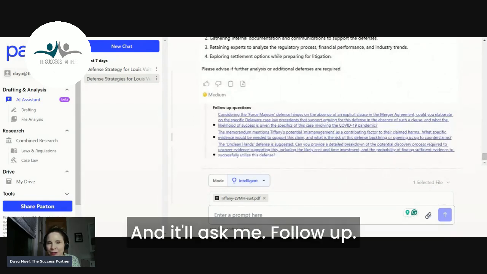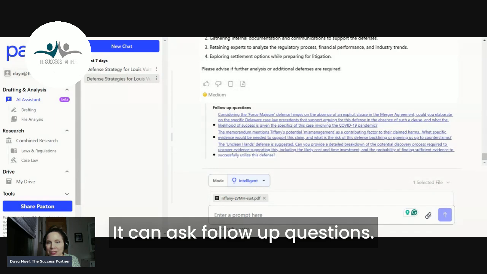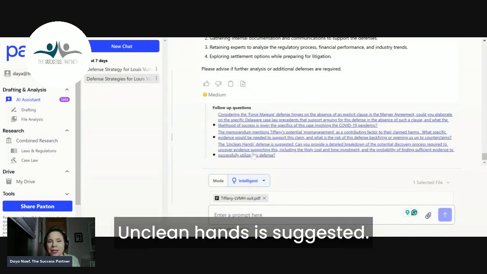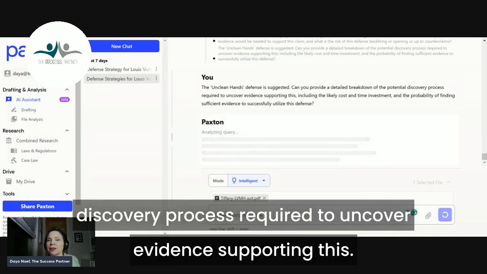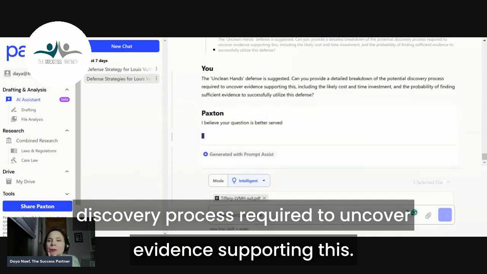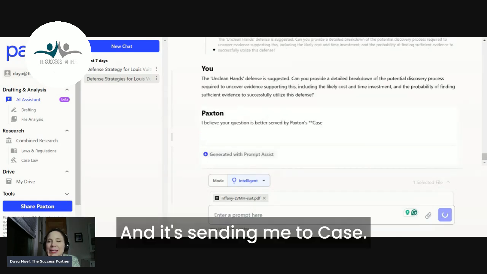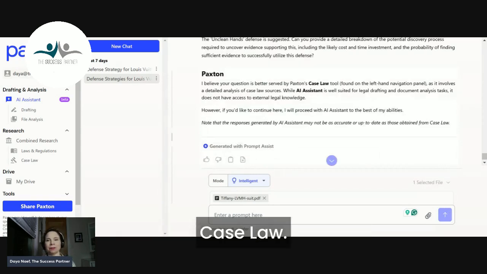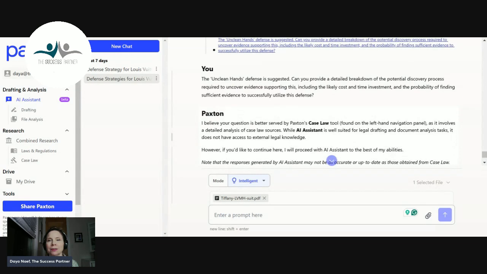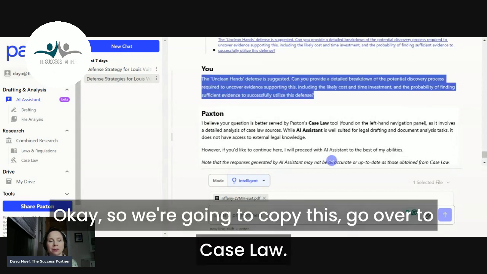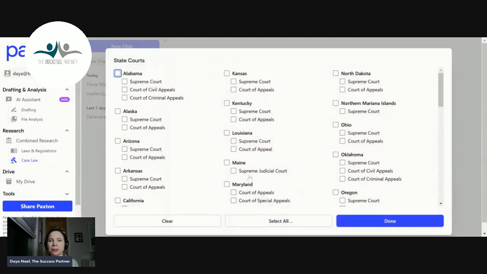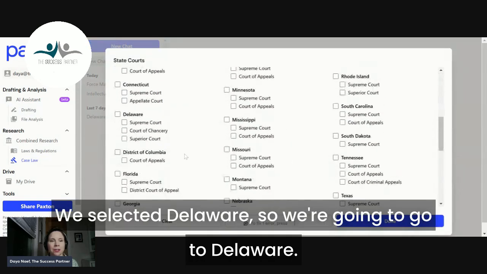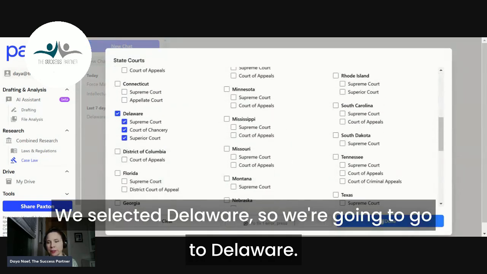And then it'll ask me follow-up. It can ask follow-up questions. So here's one. Unclean hands is suggested. Give me a detailed breakdown of the potential discovery process required to uncover evidence supporting this. And it's sending me to case law. Okay, so we're going to copy this, go over to case law, enter the prompt here. We selected Delaware. So we're going to go to Delaware.